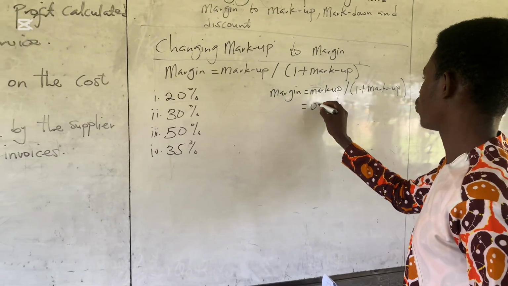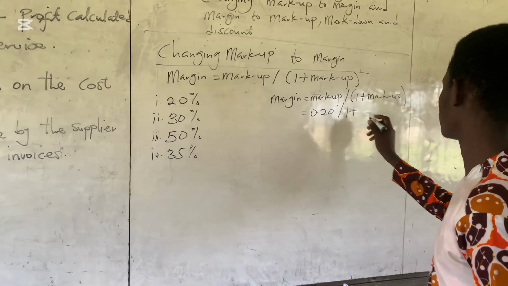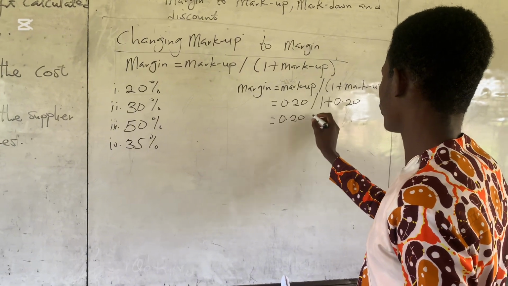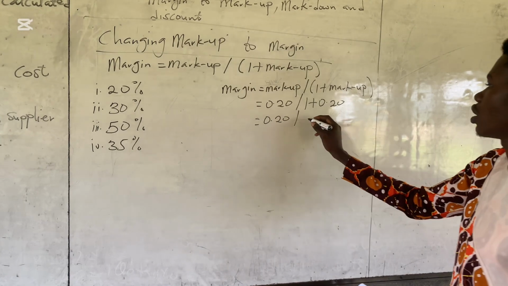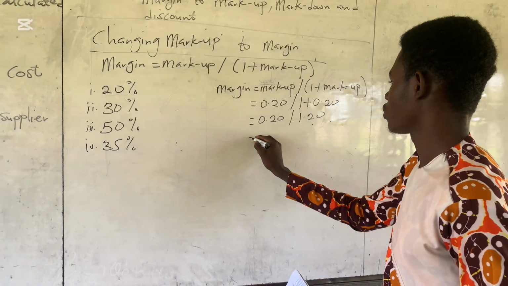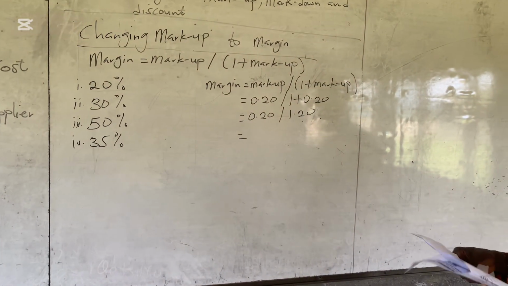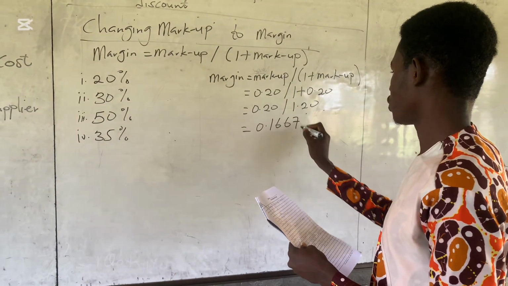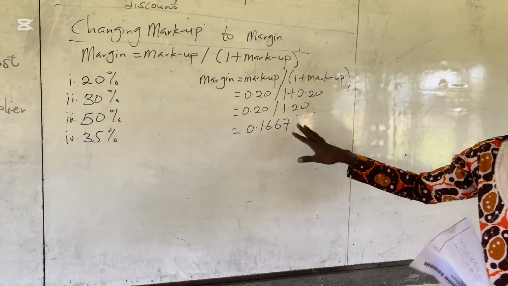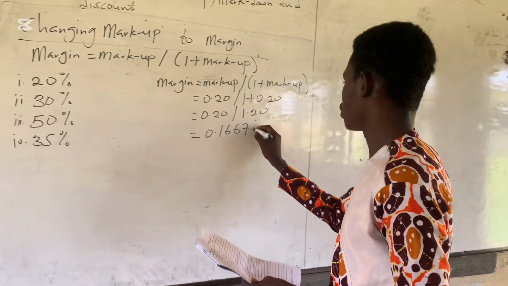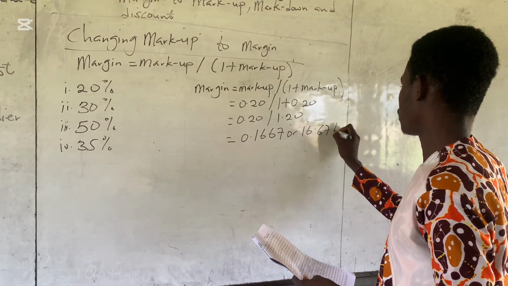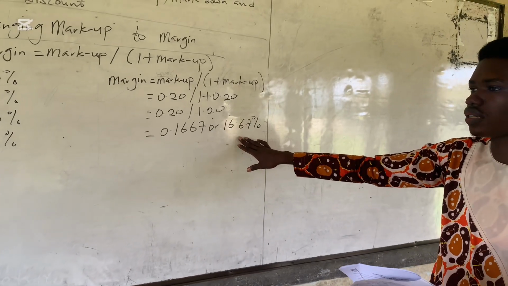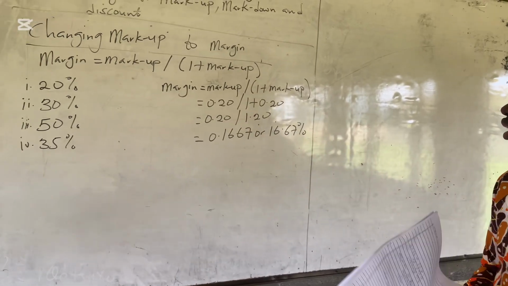We have been given 20, so 0.20 over 1 plus the markup, which is 0.20. So 1 plus 0.20 is 1.20. 0.20 divided by 1.20 gives you 0.1667. This is not in percentage, so to change it into percentage you multiply it by 100 to get 16.67%. So when you change 20% markup to margin, you get 16.67%.